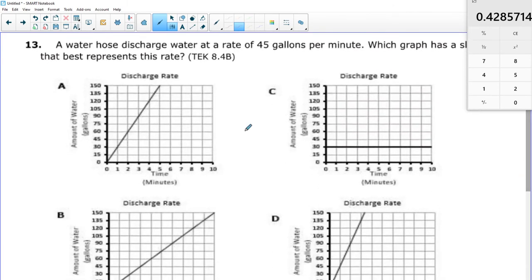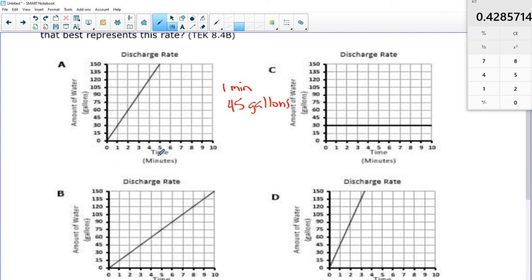All right, 13. A water hose discharges water at a rate of 45 gallons per minute. Which graph has a slope that best represents this rate? So if it's 45 gallons per minute, after 1 minute we should be at 45 gallons. And if we look, all of our keys are the same. Time is on x, water in gallons is on y. So all we're looking for is the point (1, 45). So here it is, (1, 45), (1, 45), (1, 45). And then we pick the graph where that is actually on the line, which is D.